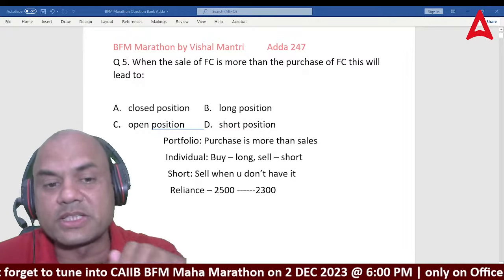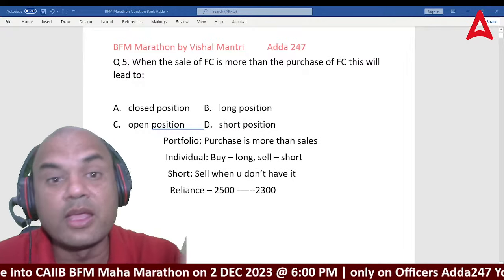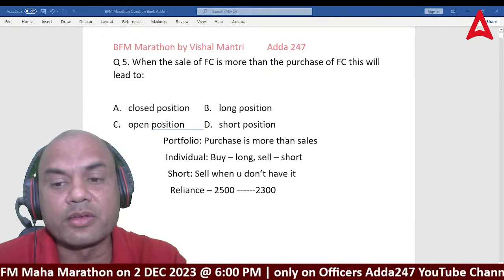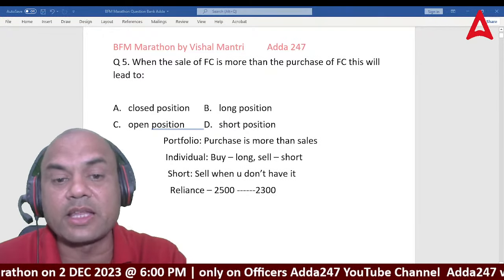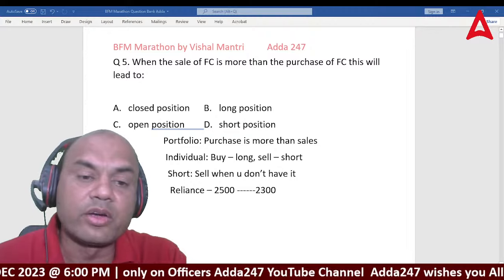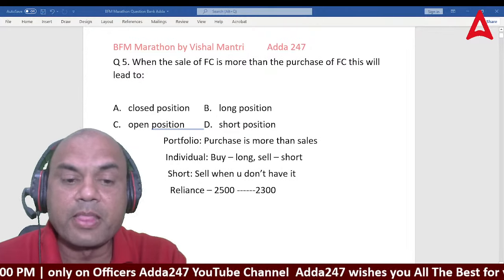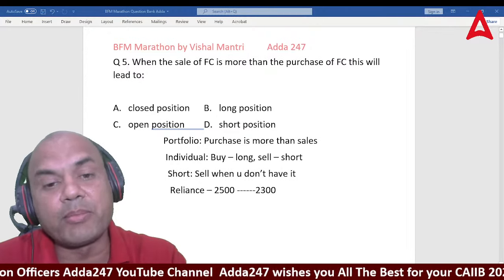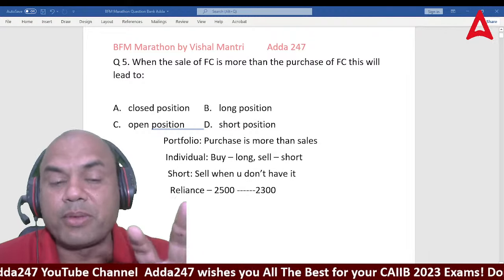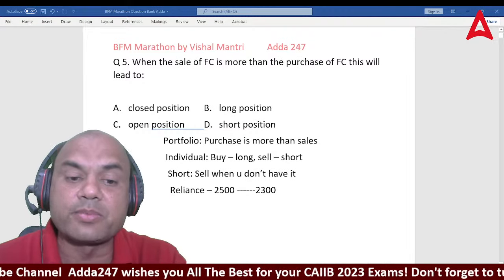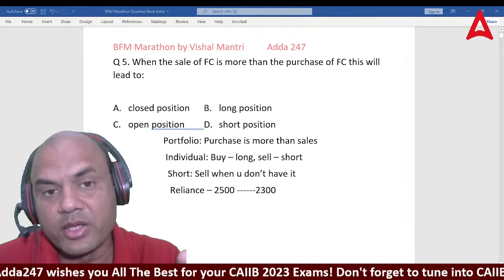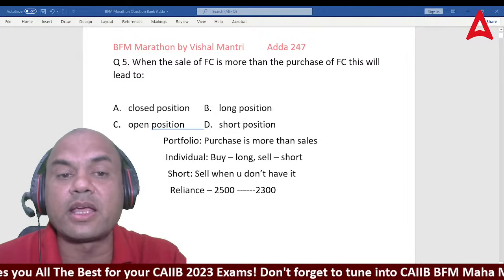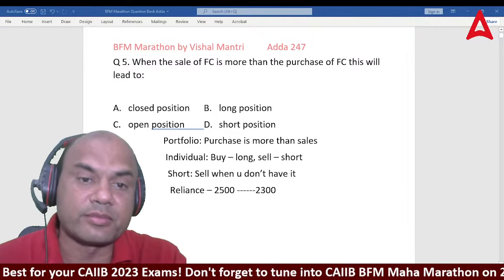I have gained how much? Here, I have sold it at 2500. I was not having any share. Okay. Even then I have sold those shares at 2500. And then what am I doing? I am buying this again at 2300. So I am gaining around 200 rupees per share into 100. So 200 into 100, 20,000 I have gained when I didn't have any share.